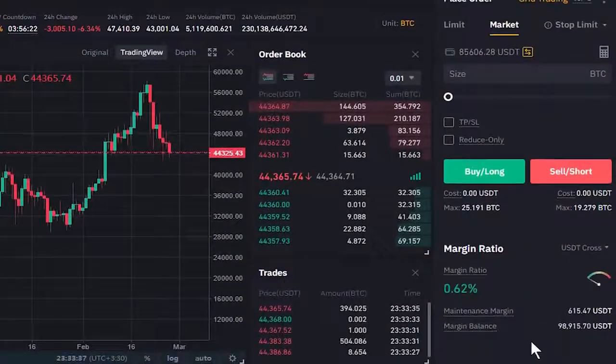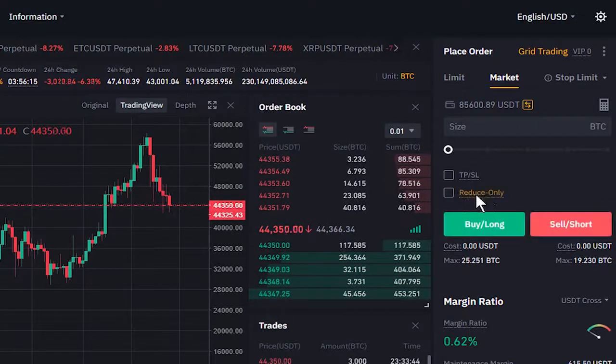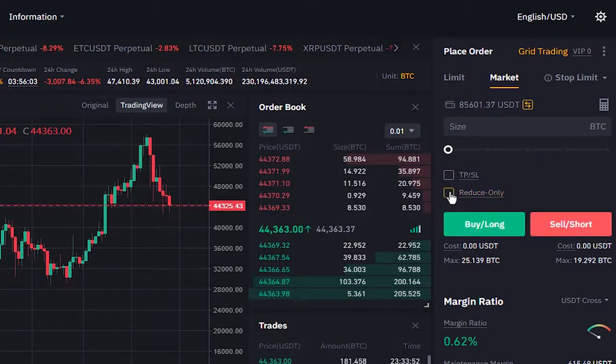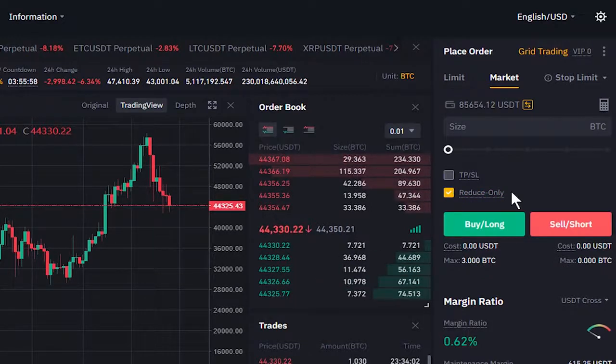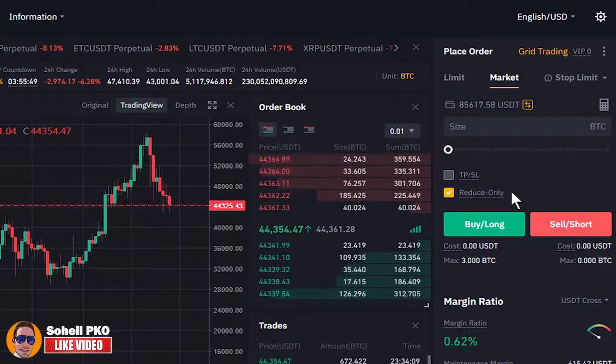Here we have an option, reduce only, that we can select when we are placing orders. When we are in one-way mode, and if we select reduce only, by doing this, we can make sure new orders that we place only reduce and decrease the size of an open position, and it never increases and adds to the size of the open position.